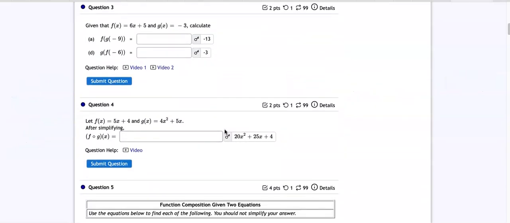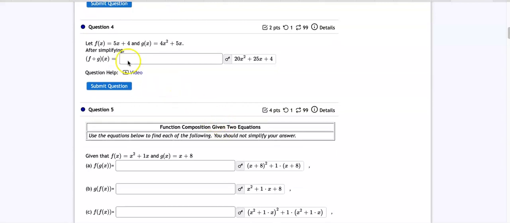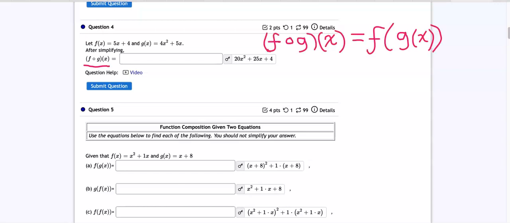Okay, so we've evaluated specific numbers, and now we're going to plug in variables. Here we have a new notation. So what is this crazy looking thing? This is f and then a little circle and then g of x. This notation we see on the left hand side is equal to this notation on the right hand side. So this is not specific to this problem.